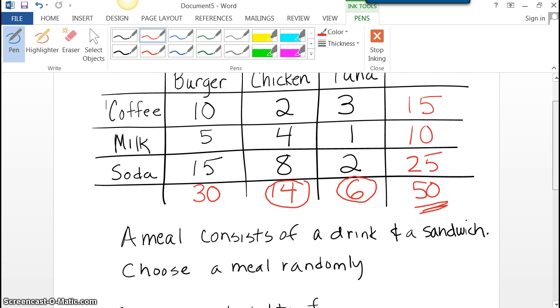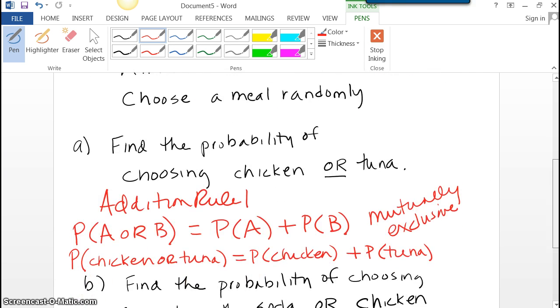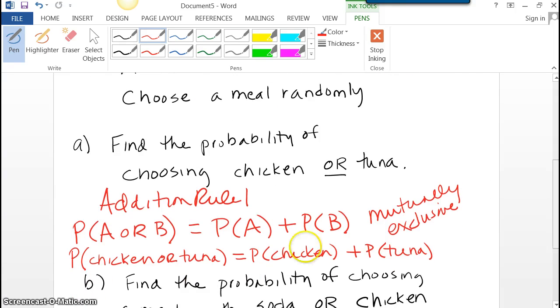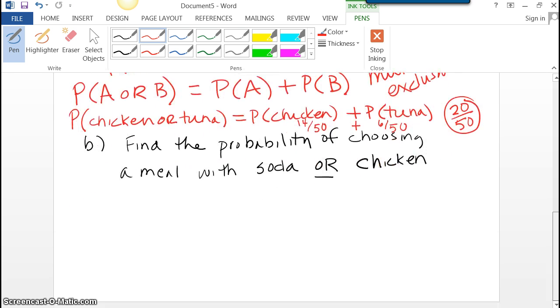So when I come back down here, this probability is 14 out of 50. This probability is 6 out of 50. When you add fractions, you need a common denominator, and we have one. It's 50, and then you just add the numerators. So it looks like the answer is 20 out of 50, and then you could simplify that to 2/5 if you wanted to. The next question is going to demonstrate addition rule 2.